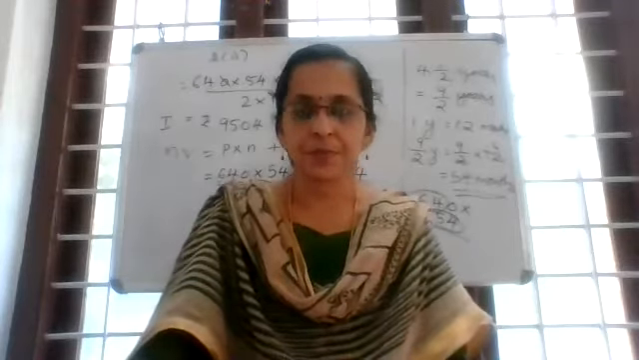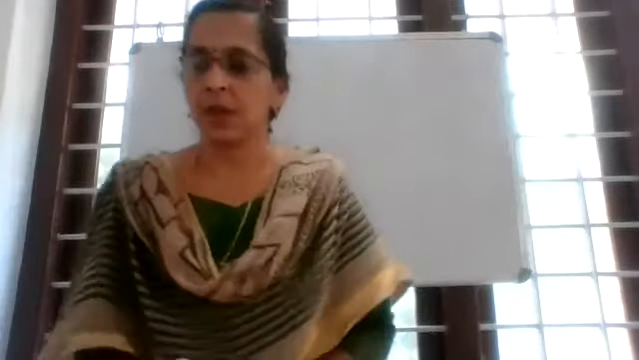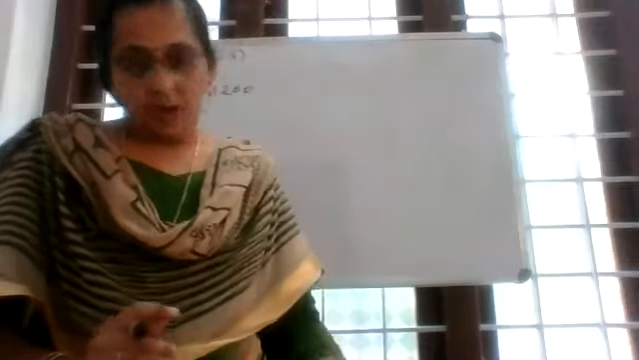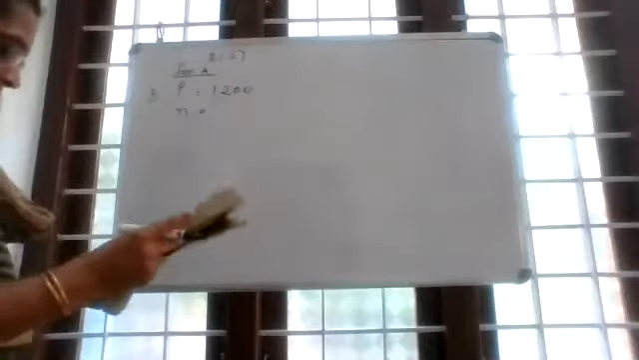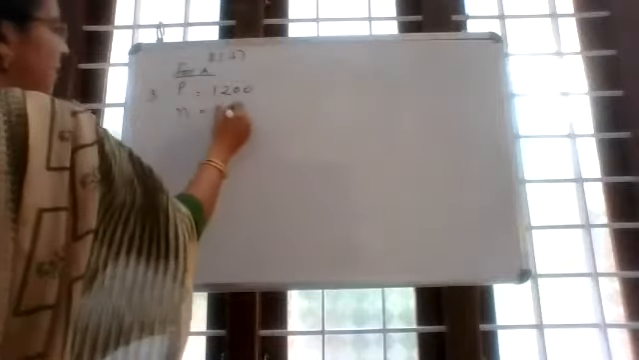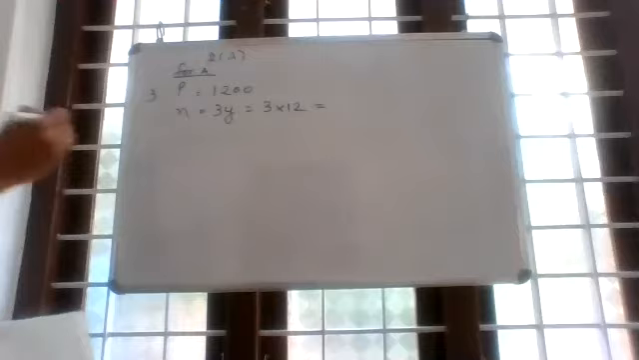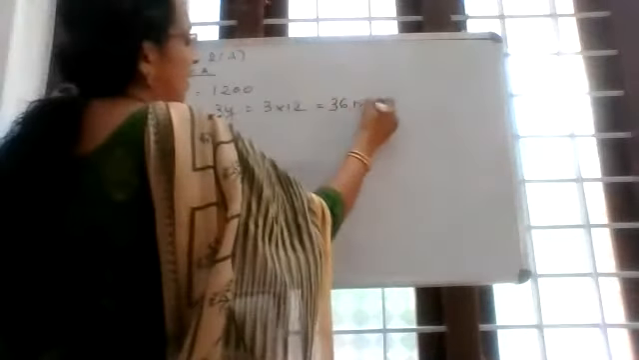For A, the principal P is equal to 1200 per month. Then N is equal to how many years? 3 years. 3 years can be written as 3 into 12, which is 36 months.